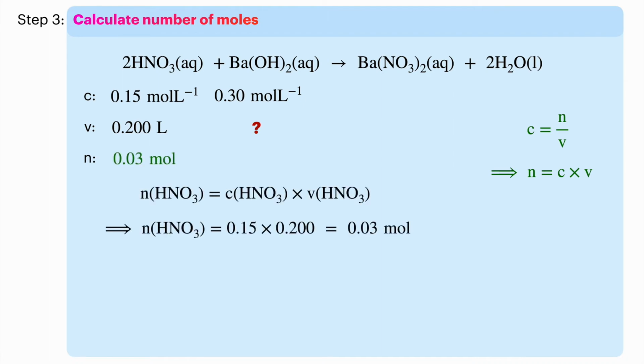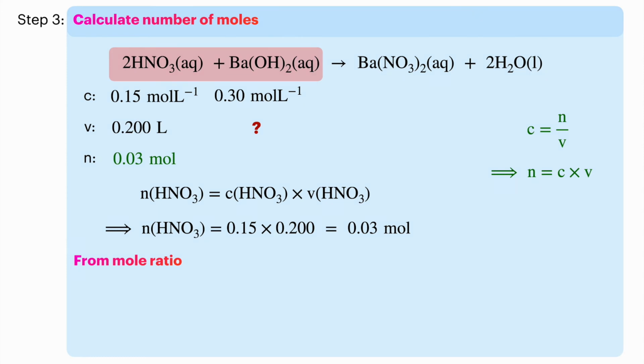Now we just plug in concentration and volume of nitric acid from the data above and multiply them to get the number of moles of nitric acid, which comes out to be equal to 0.03 moles. Once we calculate the number of moles of nitric acid, we can easily figure out the number of moles of barium hydroxide using the mole ratio of the reactants.